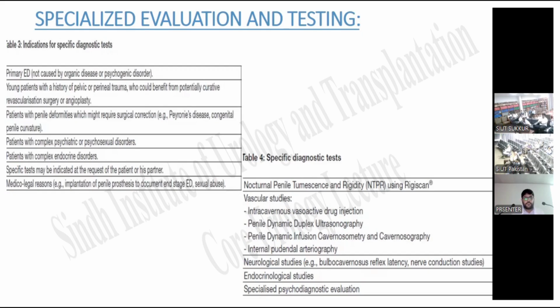Patient with penile deformity which might require surgical correction, Peyronie's disease, congenital penile curvature. Patient with complex psychiatric or psychosexual disorder, patient with complex endocrine disorder. A specific test may be indicated at the request of the patient or his partner. Medical legal reason, implantation of penile prosthesis to document and stay erectile dysfunction, sexual abuse.